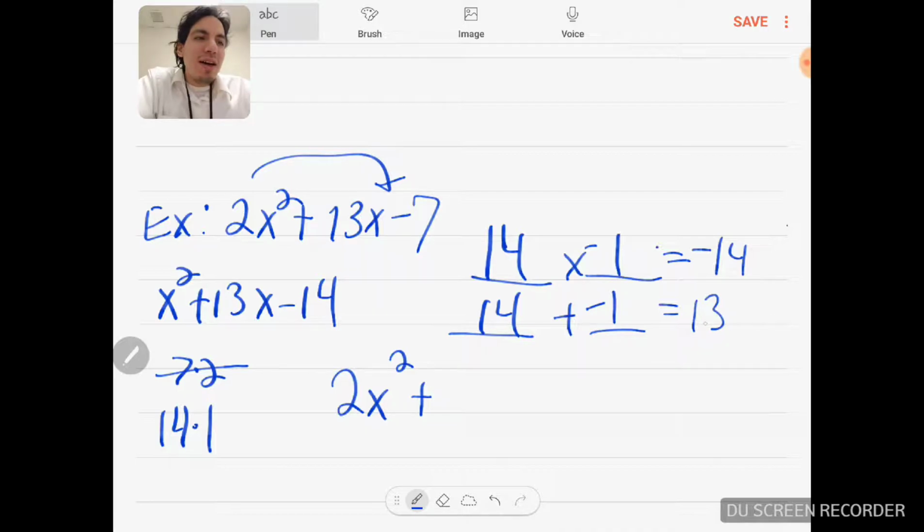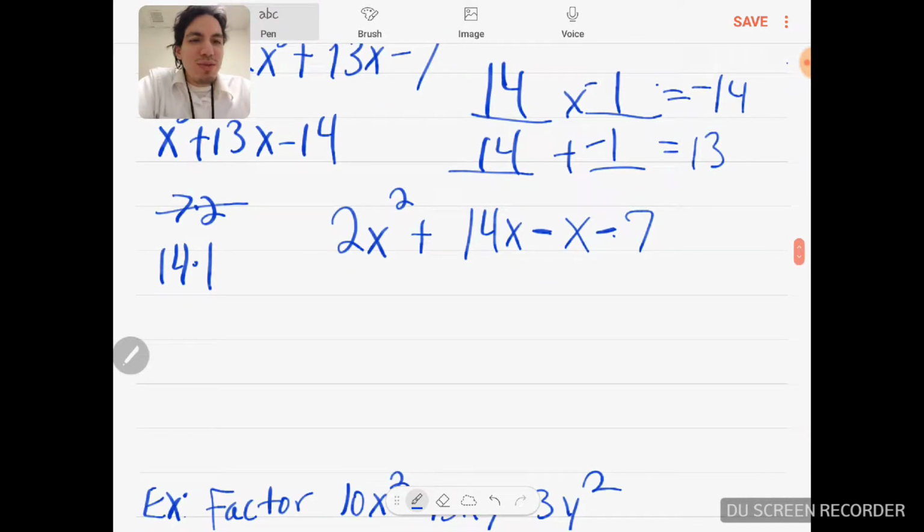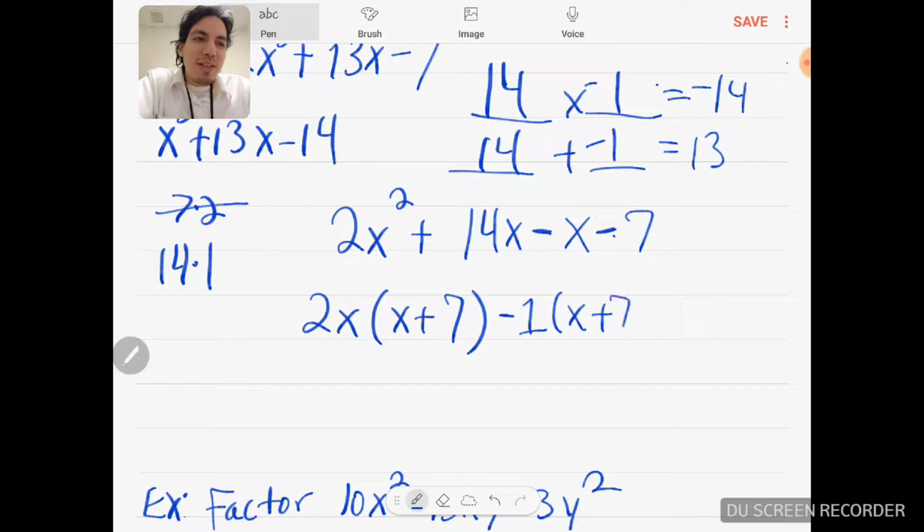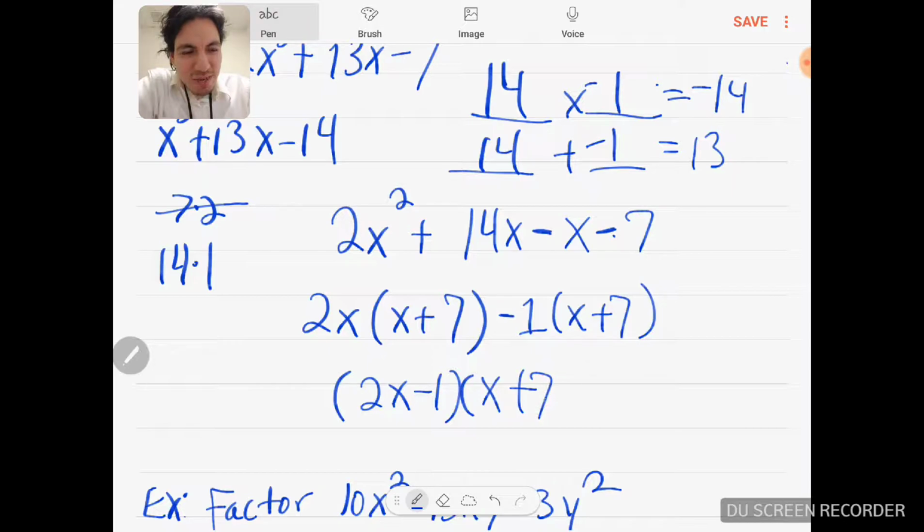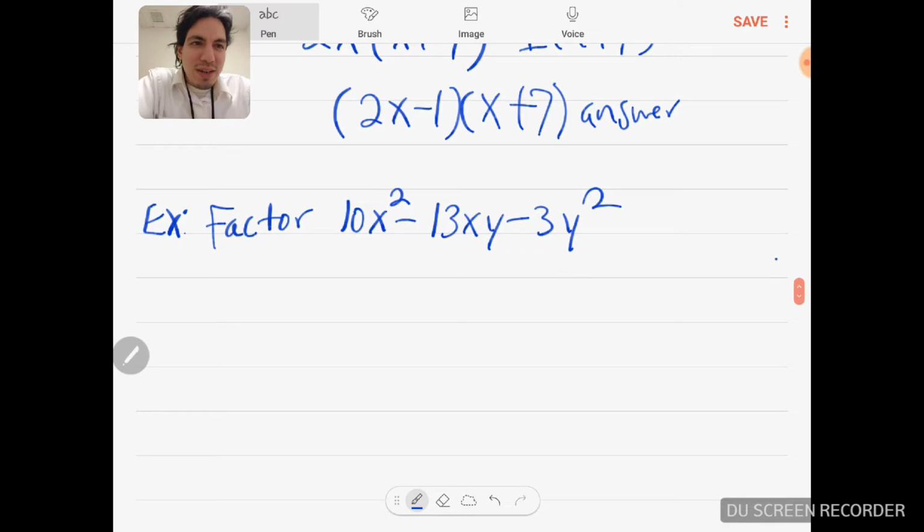So, 14x and minus x. So we don't put 1, you just put x to indicate it's a 1. Minus 7. Okay, I bring these two terms down. Let's factor out a 2x here. I'm left with x plus, wow, not 2, 7. And for this one, I can factor out a -1 to get positive x, positive 7, to get 2x minus 1 times x plus 7 as my answer. Let's continue going down.